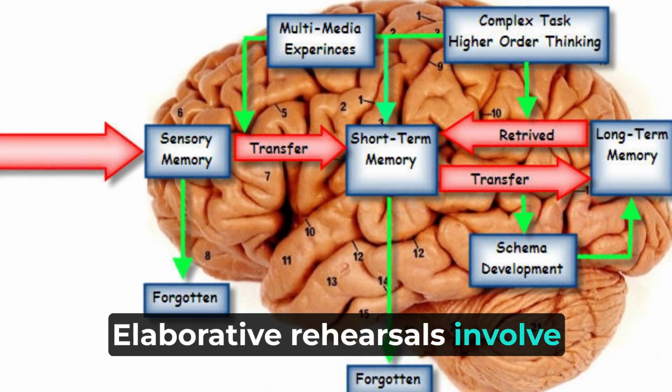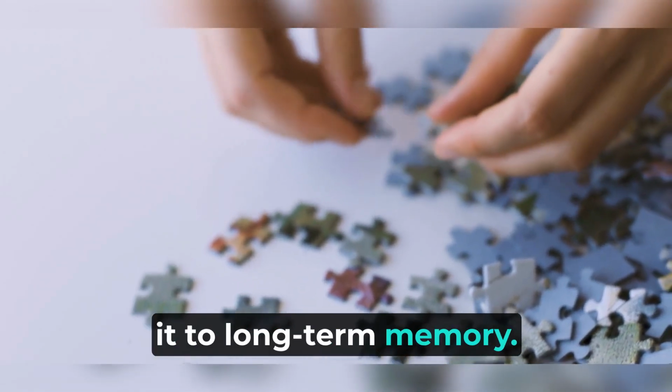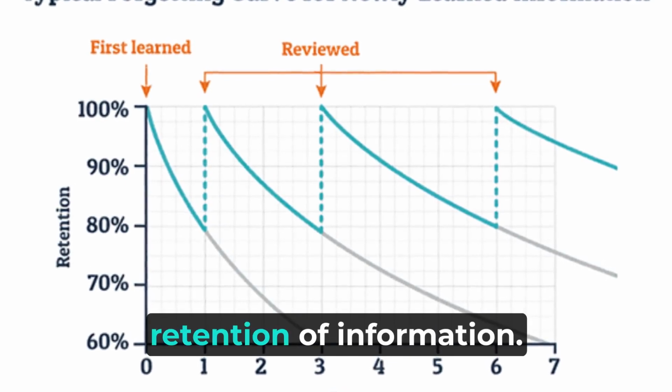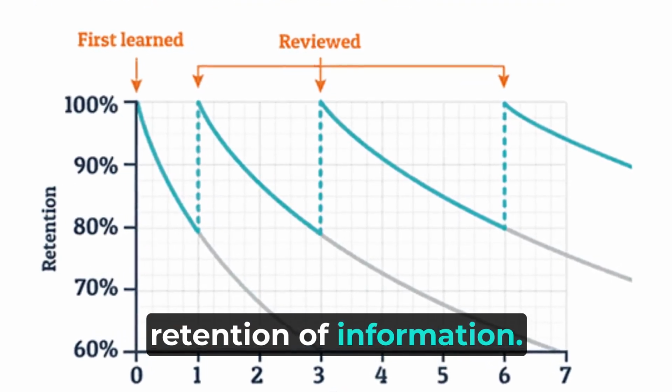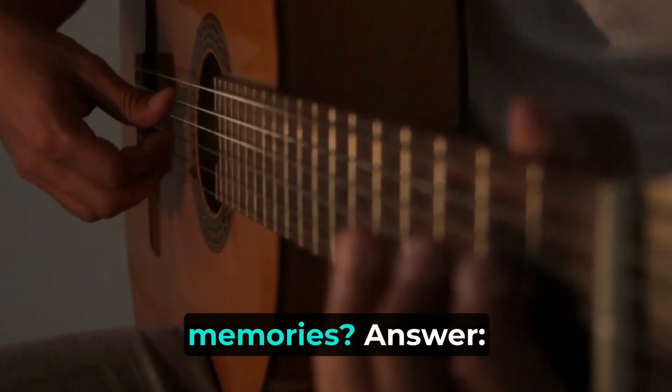Elaborative rehearsals involve actively processing information in a meaningful way to transfer it to long-term memory. This type of rehearsal is more effective for long-term retention of information. Question 4. Differentiate between declarative and procedural memories?